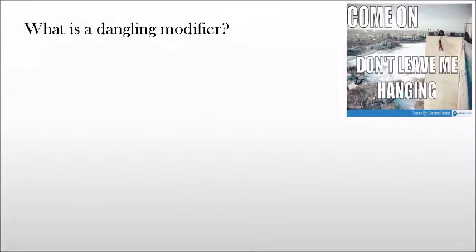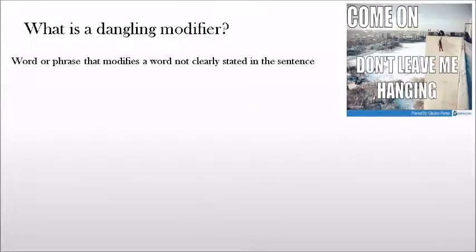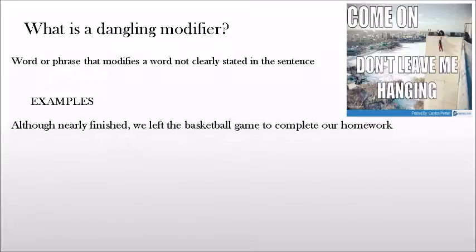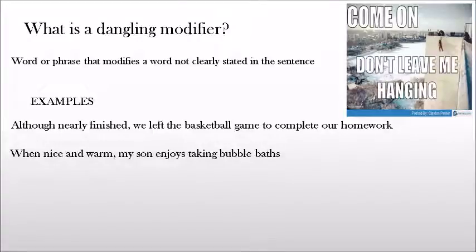Now we can understand what a dangling modifier is, which is a word or phrase that modifies a word not clearly stated in a sentence. So examples of that would be, although nearly finished, we left the basketball game to complete our homework, okay? And also, when nice and warm, my son enjoys taking bubble baths.